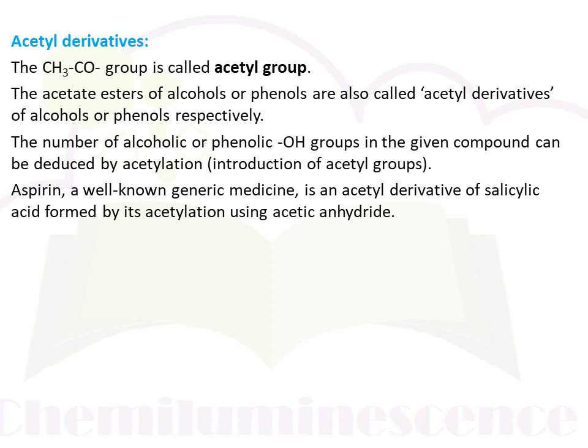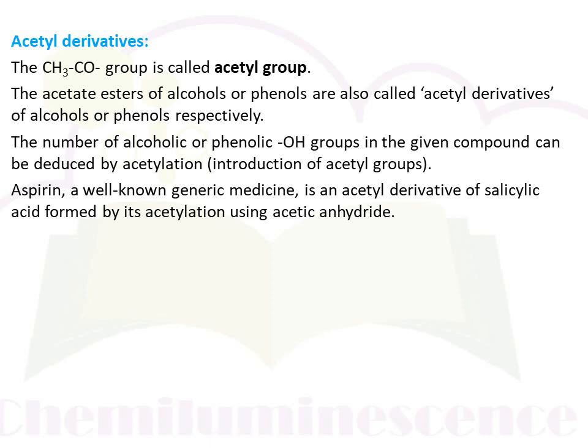The number of alcoholic or phenolic OH groups in the given compound can be deduced by acetylation, that is the introduction of the acetyl group. That means in place of the OH group, the acetyl group is introduced, and this reaction is used to find out the number of alcoholic or phenolic groups present in that compound.